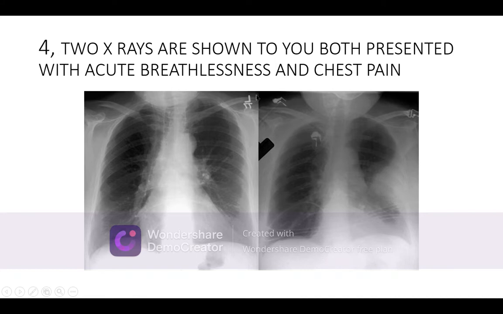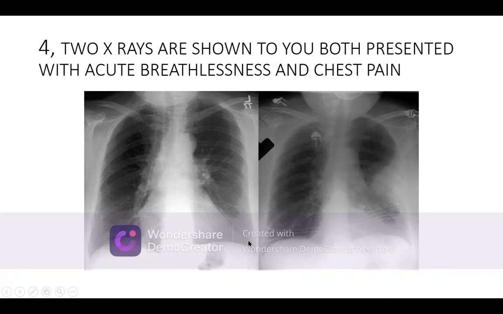Two X-rays are shown to you, both presented with acute breathlessness and chest pain. Now here in the first one, hypertranslucency will be there. You see there is calcification here in the hilar area, and very close approximation you will see. In this X-ray there is haziness in this part.